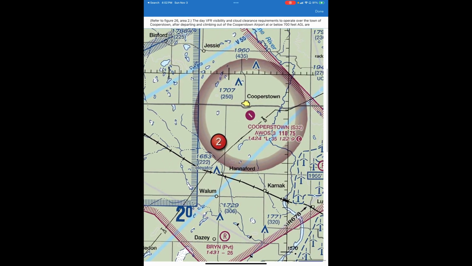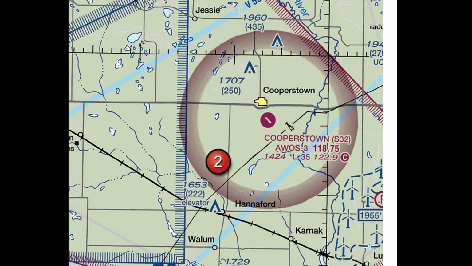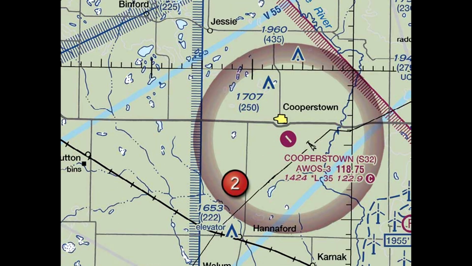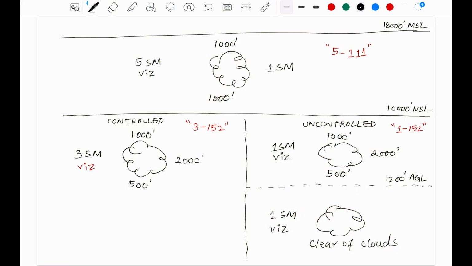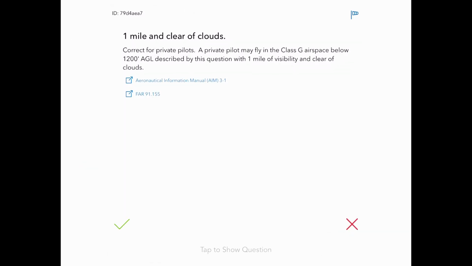And this is Cooperstown. So the shaded magenta tells us that Cooperstown, that area is a Class E transition, where the Class E airspace goes down all the way to 700 feet. And below 700 feet near the airport, it is uncontrolled. So Class G airspace. So the question asks below 700 feet, which means we are looking for uncontrolled airspace below 700 feet. And as per our drawing, that is 1 statute mile visibility and clear of clouds. Let's tap to show answer. Okay, so it's 1 mile visibility and clear of clouds.